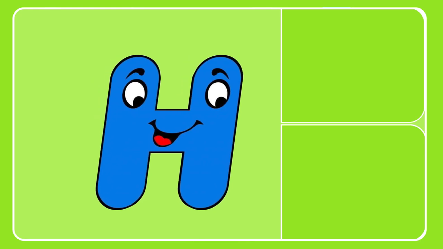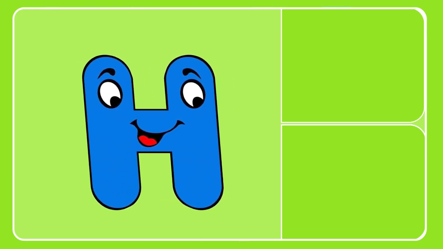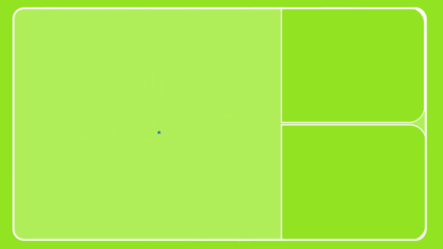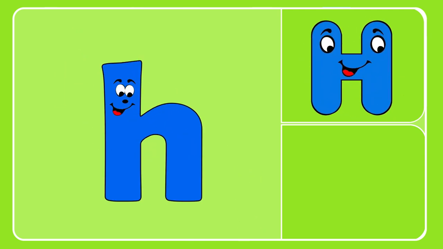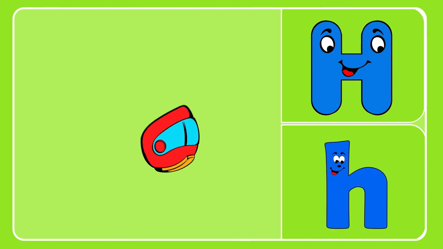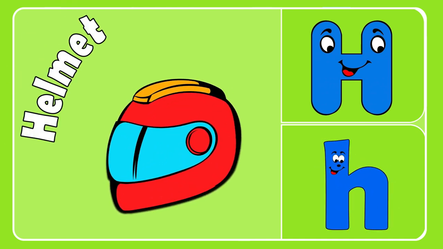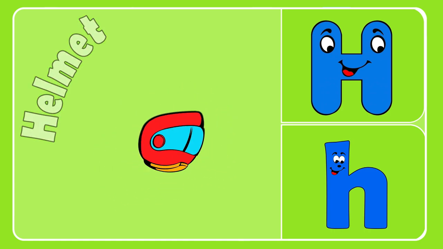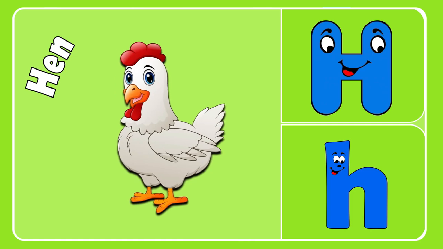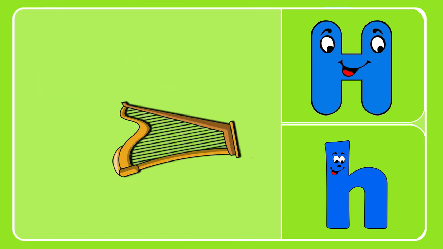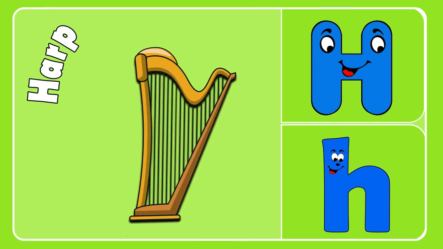Today we will learn alphabets and their sounds. Have you ever seen the letter H? Hi, I'm letter H and my sound is H, H, H. And the words start with me are helmet, H, H, helmet. Hen, H, H, hen. Harp, ha ha harp.